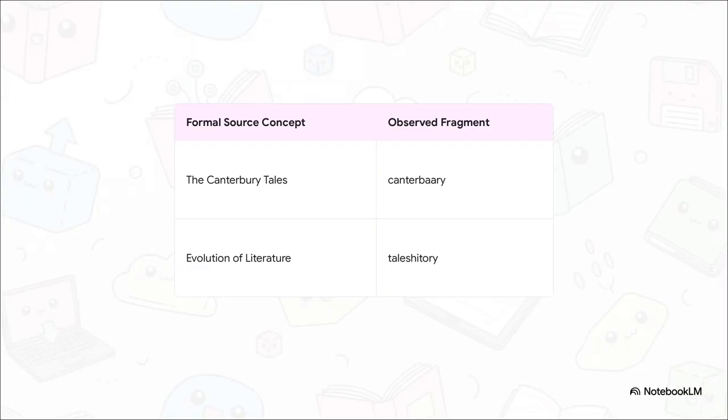And when you actually map those formal source concepts directly onto the observed fragments, well, you see this direct one-to-one translation from a high-level academic concept straight into a messy, real-world data point. The Canterbury Tales transforms into Canterbury, and the evolution of literature concept just maps right onto Talesshatory, History of English Literature. It's literally like watching formal literature go through a digital funhouse mirror.